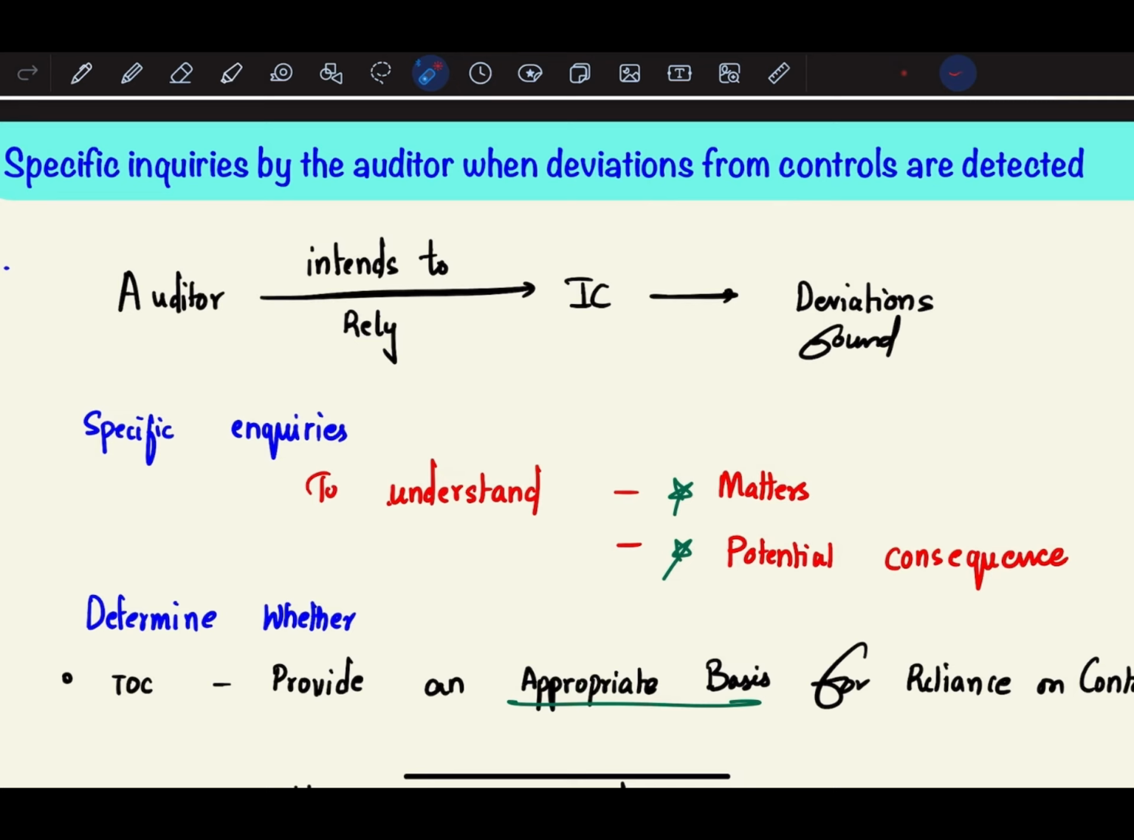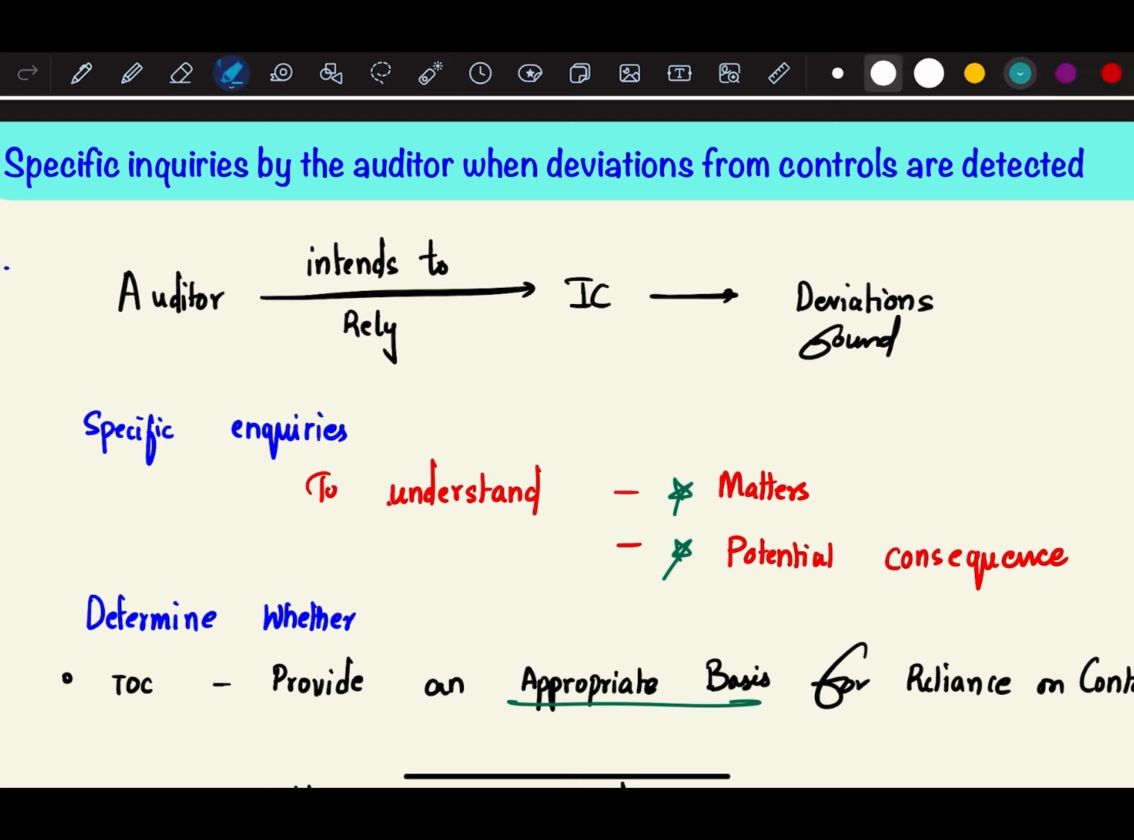So what is happening over here is that the auditor wants to rely on the internal control, but he found some deviations. So because of the deviations, what will the auditor do? Will he still rely or not? When the auditor finds a deviation in the internal control on which he intends to rely, then the auditor will do specific inquiries. So what are the specific inquiries which the auditor will do?